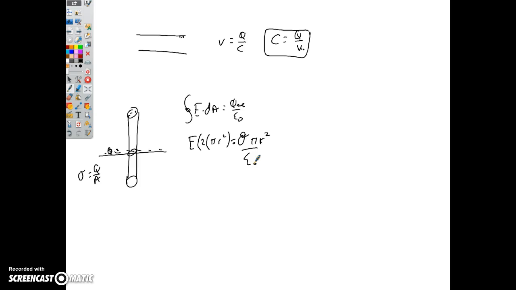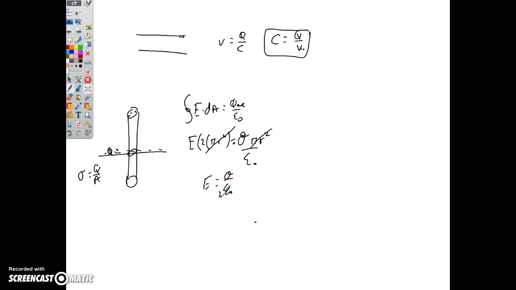We recognize this because the pi r squareds disappear. And we get E equals sigma over 2 E naught, right. That would be for one plate.